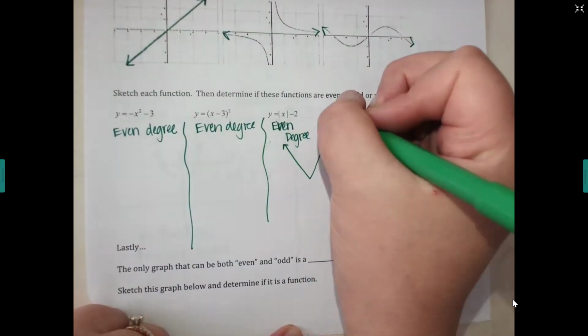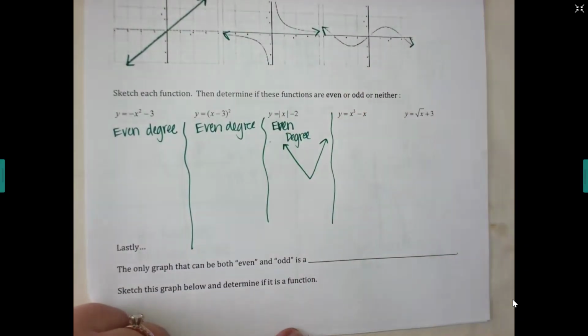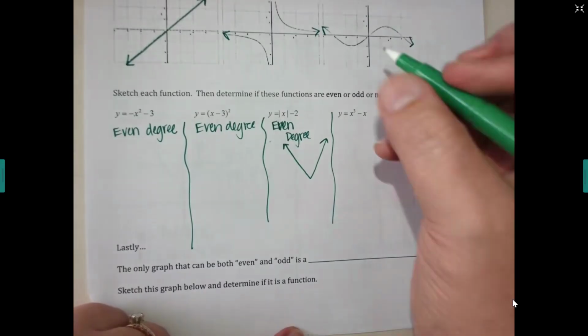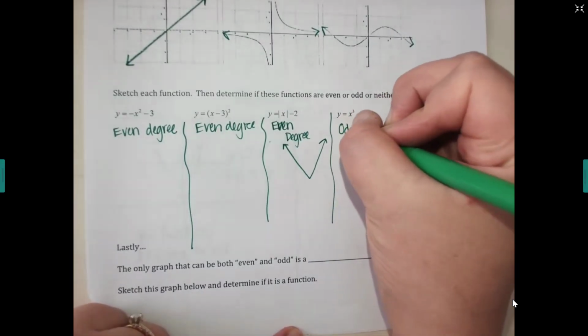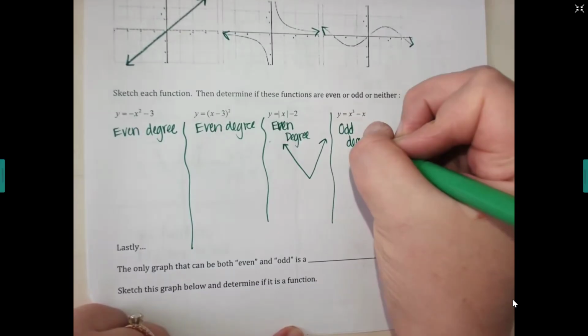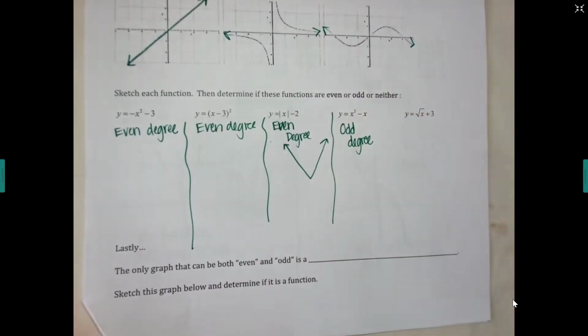Okay, then for the next one, what's your highest power? X to the what? Third, that's what type of number? Odd degree. And you only really care about the biggest one. So if this was like an x cubed minus an x squared, you would still classify it as odd because the biggest one is a 3, which is odd.